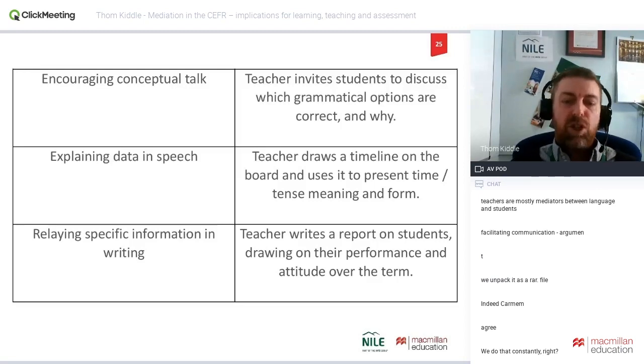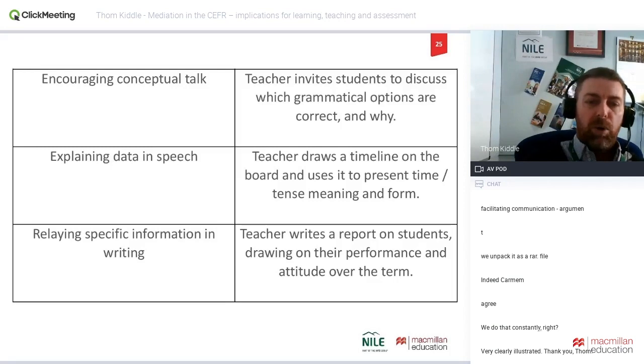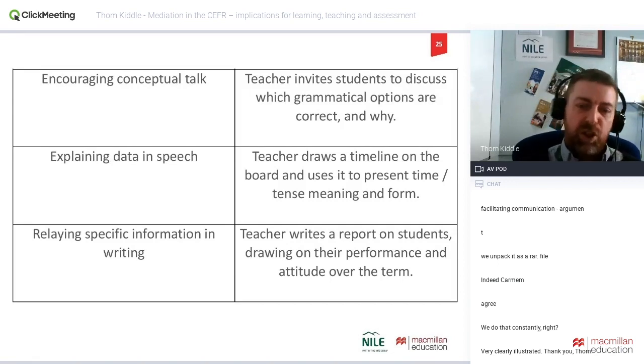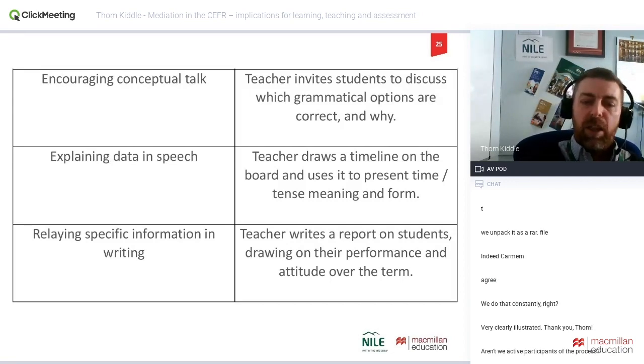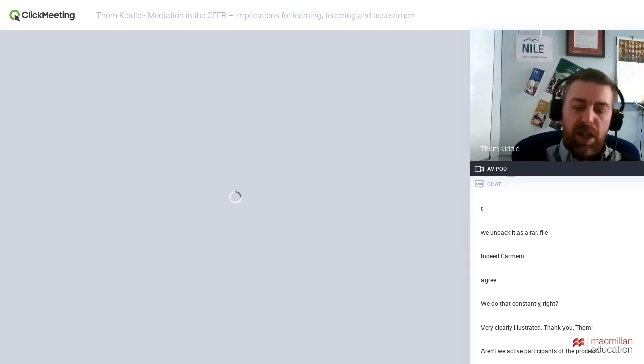When we do something that's visual, and we take a timeline and we explain the timeline verbally, we're explaining this data representation on the board of the timeline of different times and its relation to tense and its relation to language. We're explaining that data on the board through the speech we use in the classroom. When we write reports, we're pulling out specific information from our students' performance and we're relaying that through the form of writing, whether that's at paragraph level or whole report level or sentence level, or whether we're just borrowing pre-prepared descriptors, we're still relaying information about students in writing.